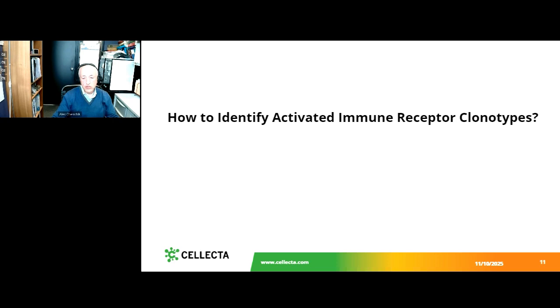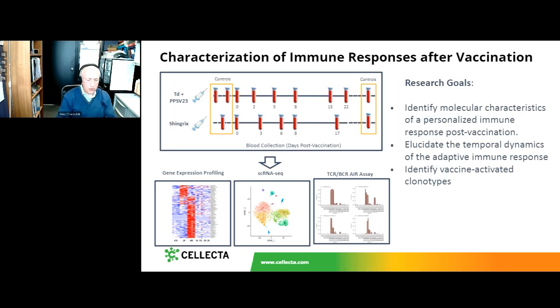And in order just to give you an example of how this technology works, I will give you an example of vaccination studies. In these vaccination studies, we just collected whole blood samples from triple vaccine, tetanus, diphtheria, and pneumonia, and the Shingrix vaccine. We collected multiple time points. It's a classical longitudinal study where you compare samples before vaccination and after vaccination, look at the expression profiling data, and identify activated clonotypes.